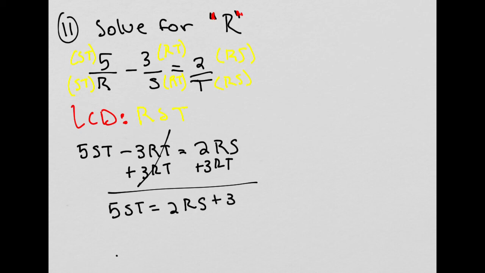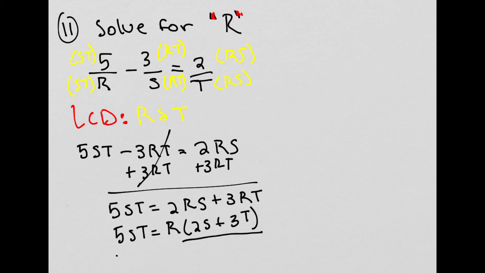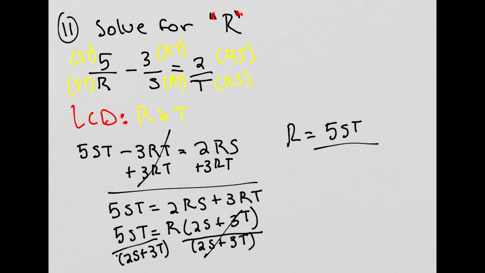2RS plus 3RT. Now because the r are here, we're going to factor that out. We're going to have r times 2s plus 3t. And then we're going to go ahead and divide to both sides. That way the r is by itself. Cancels. So we have r equals 5st over 2s plus 3t.